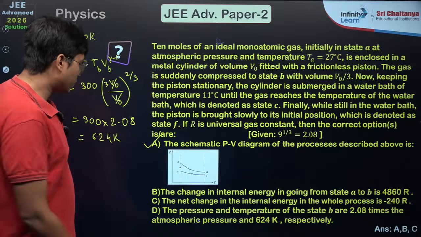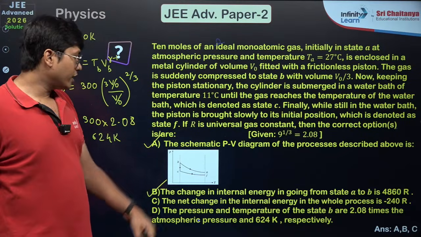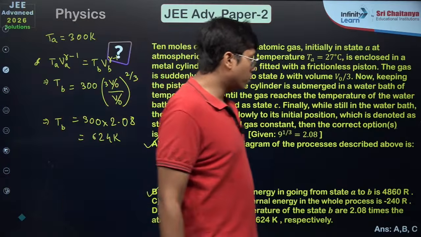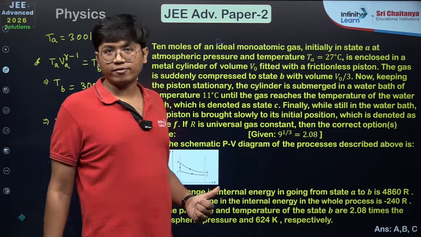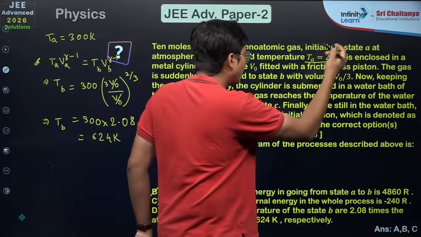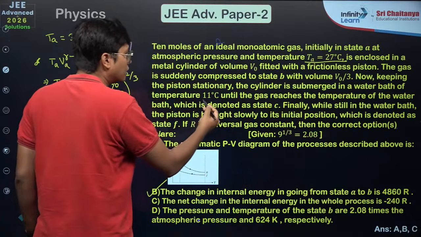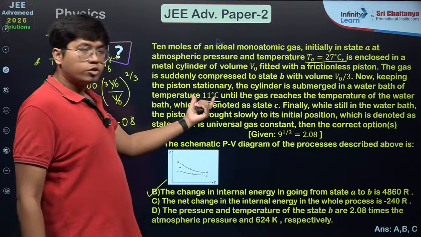Plug them in, put the values in, you will get option B also correct. Alright. Next, the net change in the internal energy in the whole process is minus 240. So, whole process means from A to finally F. You don't have to calculate anything, because you know in A it was this, and in F it has the same temperature as the water. As the water is submerged in that water, so it's 11 degrees.